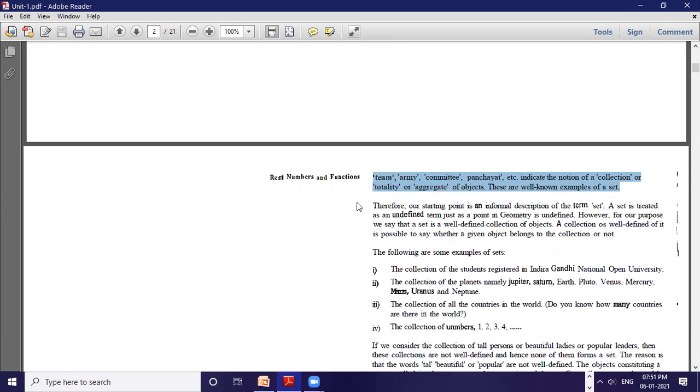These terms indicate this totality or collection, and these are the well-known examples of a set.